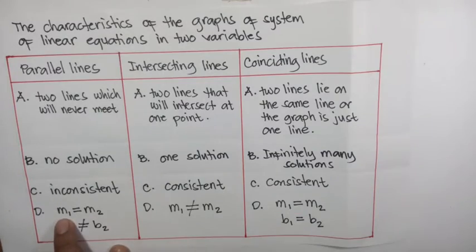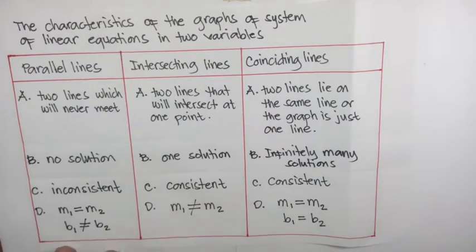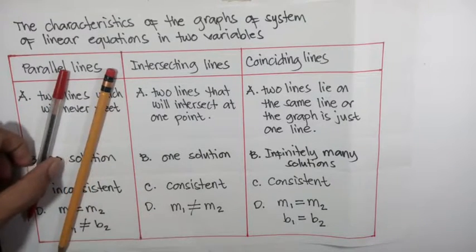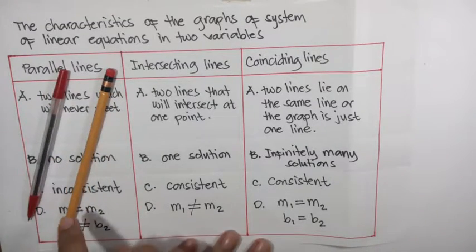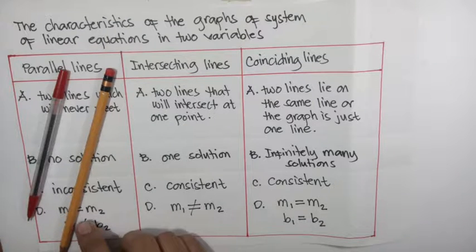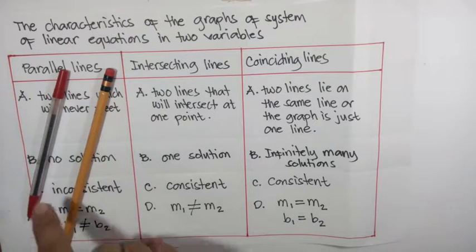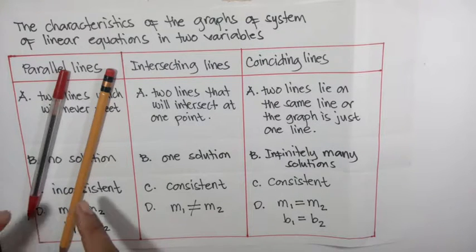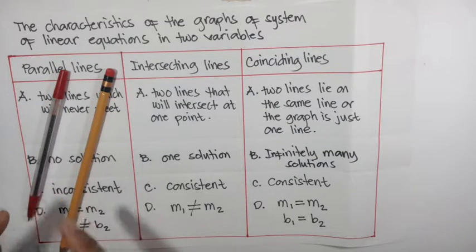Inconsistent, and the slope of the first line is equal to the slope of the second line, and the y-intercept of the first line is not equal to the y-intercept of the second line. Now if you look at the illustration, the graph of these two lines, they will never meet no matter how you extend them. So again, no solution because they never meet.